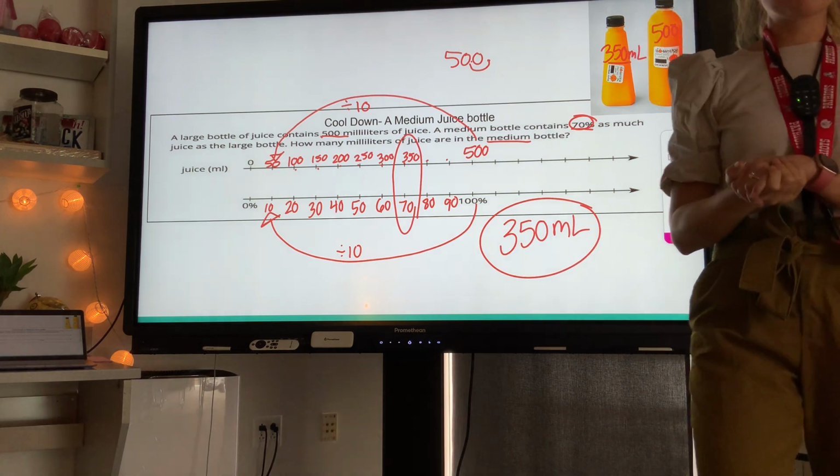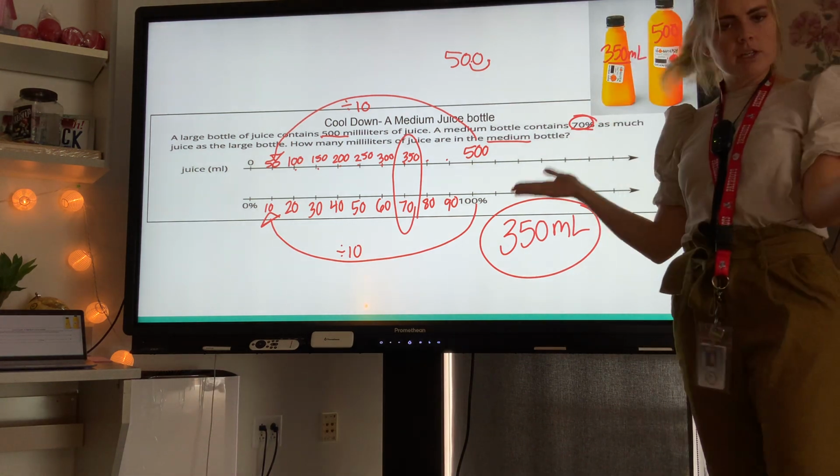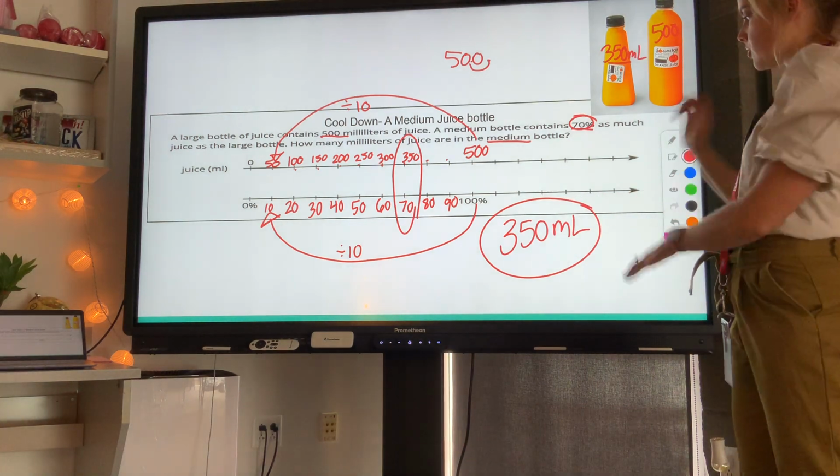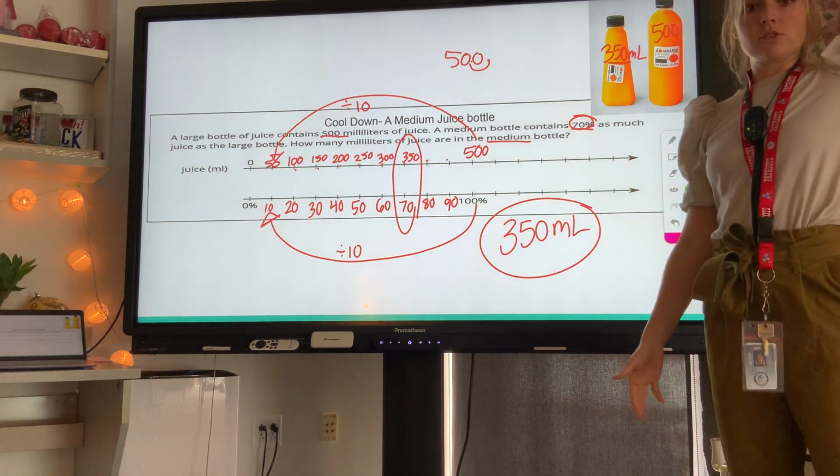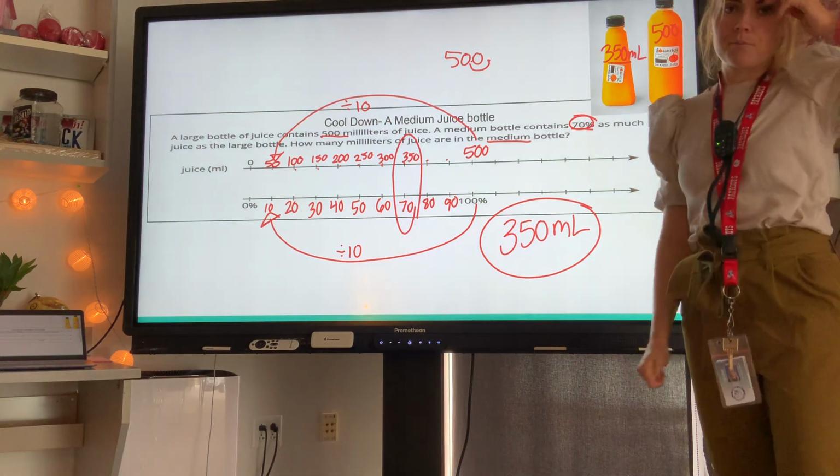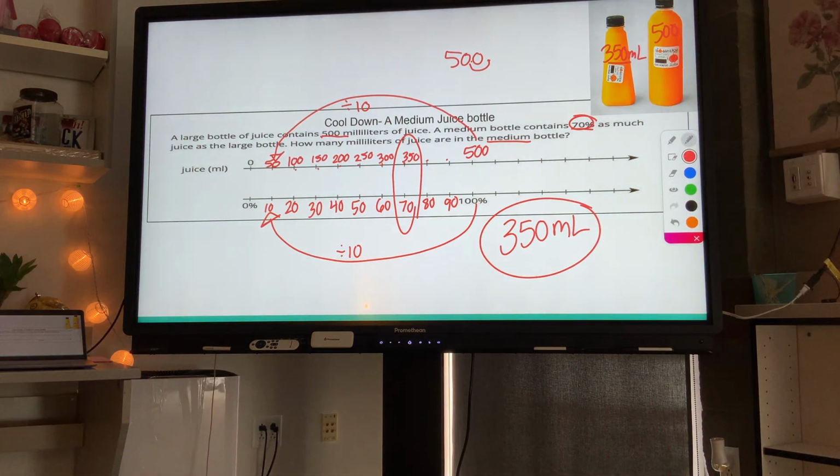So double number lines are great. You can also use a table to answer these. Make sure you check your answer and that you got this, and then raise your hand, show me, and you can put your paper back in the basket and start on practice problems.